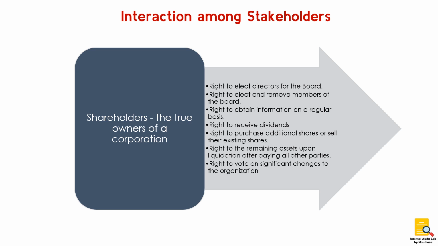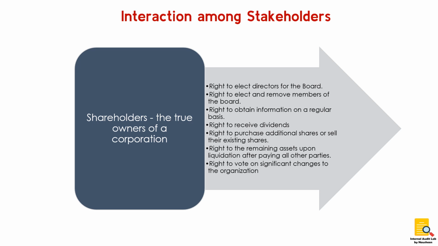So as I was talking about the effective interaction among the stakeholders in the last slide, this interaction among various stakeholders of an organization plays a significant role in governance. The three primary interacting groups are shareholders, board of directors, and management.